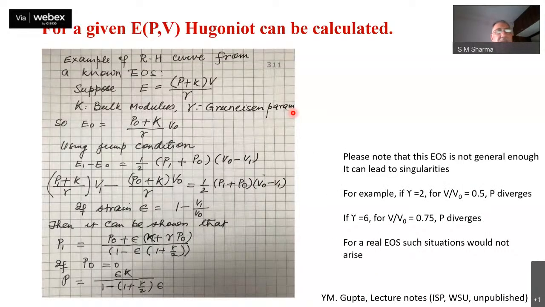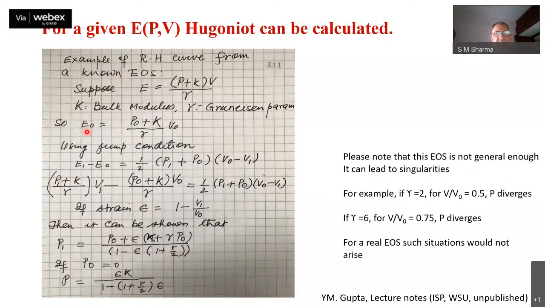So I've given an example here. Suppose you have an energy in this functional form, which is pressure plus some parameter, call it the bulk modulus, into volume, divided by gamma, which is often called the Grüneisen parameter. Some of the subsequent talks will discuss what the Grüneisen parameter represents. Suppose this is the equation of state which is known for a material. We know the K, we know the gamma. So then we write down that this is the equation of state.